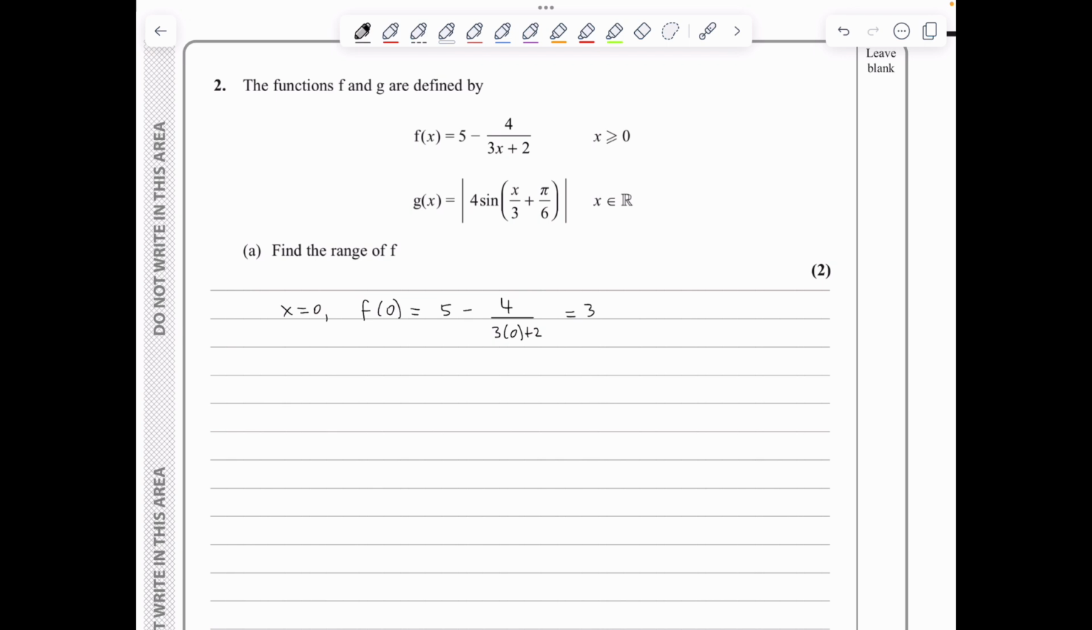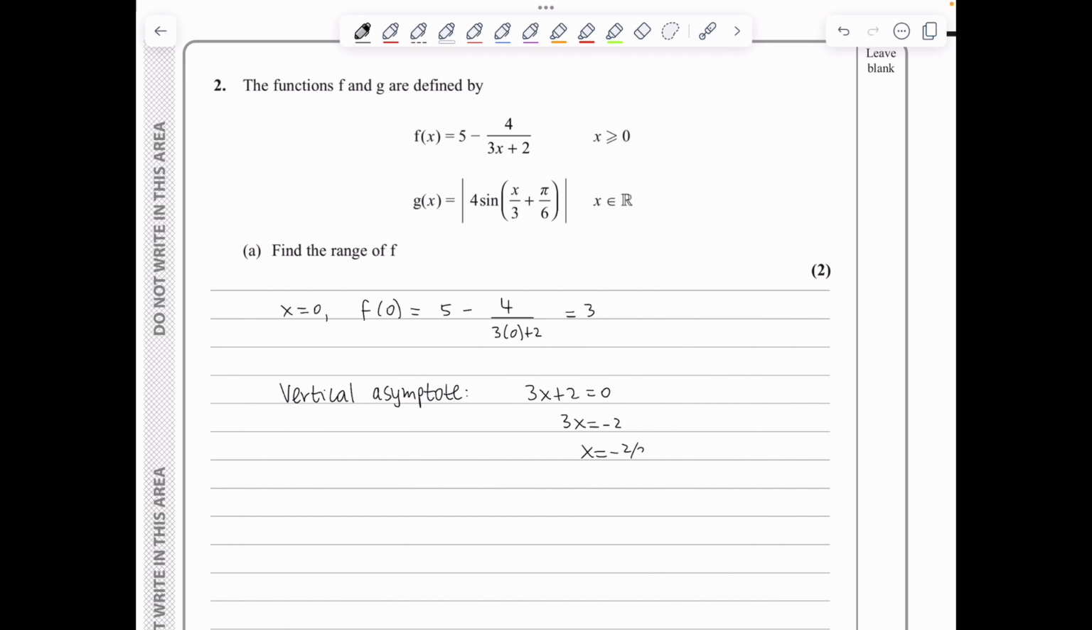It's the point at which the denominator is 0, and therefore the function is undefined because we're looking at division by 0. So we've got 3x plus 2 is equal to 0. So 3x is negative 2. So x is negative 2 over 3.